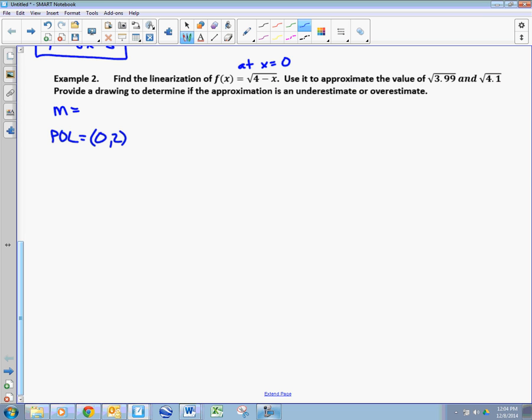What is the derivative of the square root of 4 minus x? I have u to the 1/2. What's the inside? What's the derivative of 4 minus x? I have 1 over 2 roots of u. Are we okay with that? I plug in 0 to find the slope. What do you get? Negative 1/4.